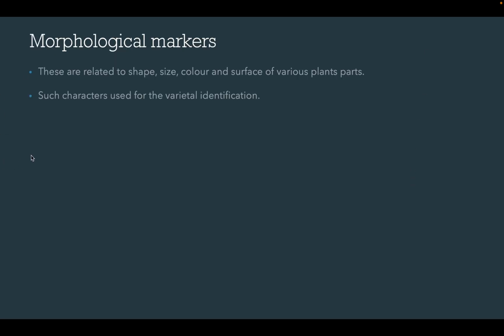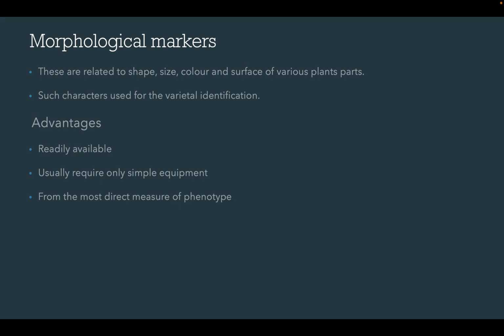So what are the morphological markers? As we have talked about, by looking at features like the shape, size and colors of various plant parts, you can say if they are related or not. And they can be used for identification, like if they belong to the same variety or if there are some differences or not, just by looking. So there are some advantages of this technique.